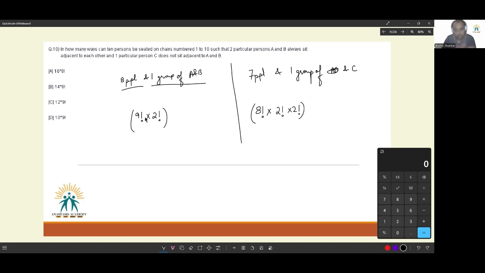So first, let me open this up and write it as 8 factorial into 80. And this is 8 factorial into 4. So if I do the subtraction, I'll get my final answer as 8 factorial into 14. Or option B is the correct answer.